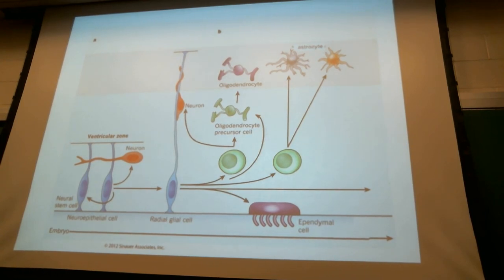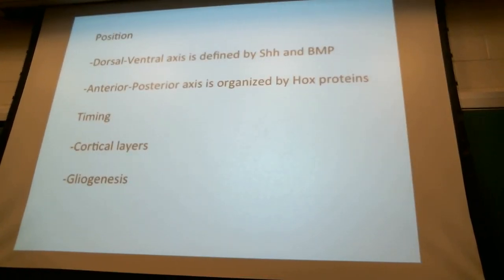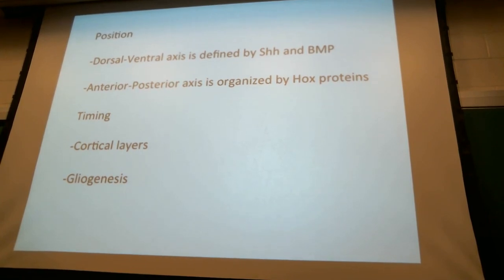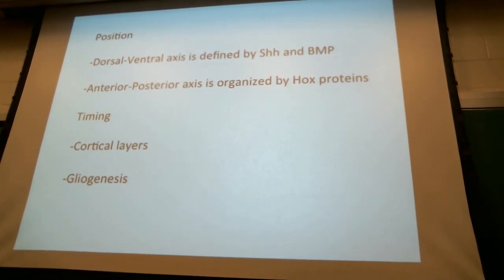So let's just summarize what we learned today. There are two important things. One is position, another is timing. And regarding position, the dorsal-ventral axis is governed by two morphogens, Sonic hedgehog and BMP. And anterior-posterior is organized by Hox proteins. And for timing, we learned that cortex layers will form sequentially in an inside-out manner. And we also mentioned that gliogenesis is also regulated by timing.